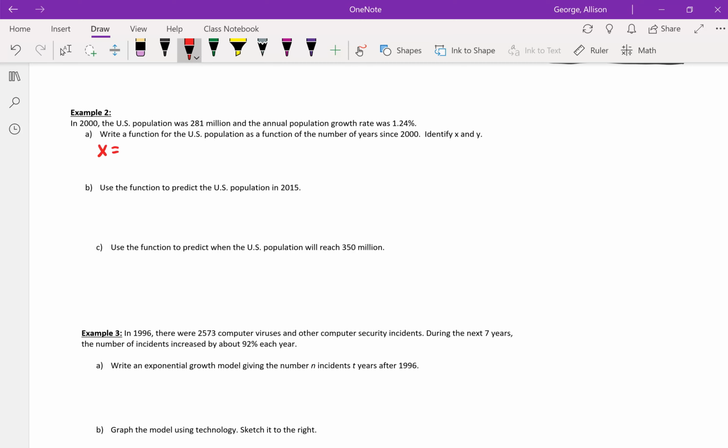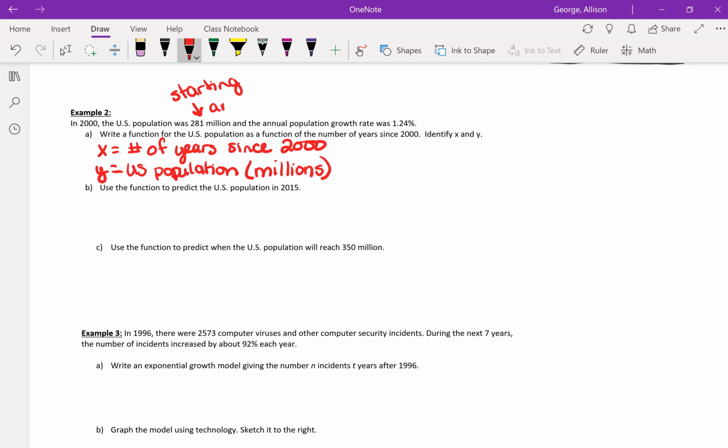All right, so x is going to be the number of years since 2000. And y is going to be the U.S. population. And one thing we want to include in that is that it's in millions. Okay, so that 281 is our starting amount. That's our R, so we need to turn that into a decimal form.